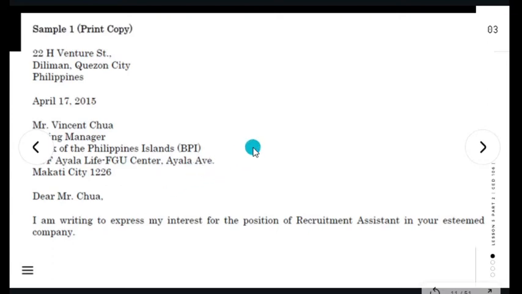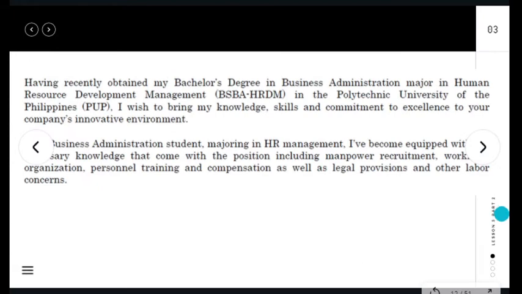So here it goes. Dear Mr. Chua, I am writing to express my interest for the position of recruitment assistant in your esteemed company. Having recently obtained my bachelor's degree in business administration, major in human resources development management, at the Polytechnic University of the Philippines, I wish to bring my knowledge, skills, and commitment to excellence to your company's innovative environment. As a business administration student, majoring in HR management, I've become equipped with the necessary knowledge that comes with the position, including manpower recruitment, workforce organization, personnel training and compensation, as well as legal provisions and other labor concerns.